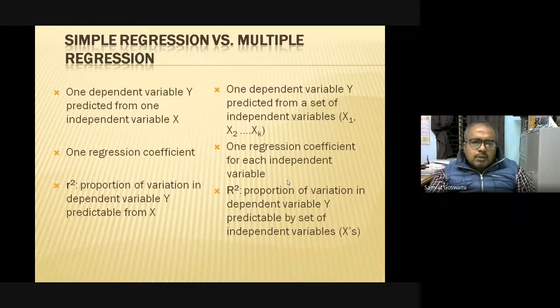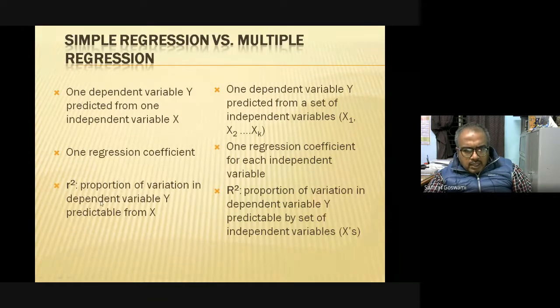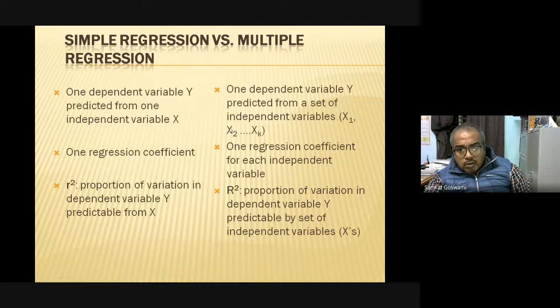This is the comparison between simple regression and multiple regression. That's not very important. One dependent variable is predicted from one independent variable in simple regression, and multiple variables are there in multiple regression. Generally, R-square is the proportion of variation in the dependent variable that is predictable from the x variable. In this case, R-square is the proportion of variation in the dependent variable y predictable by the set of independent variables. You have so many variables here, k number of variables.